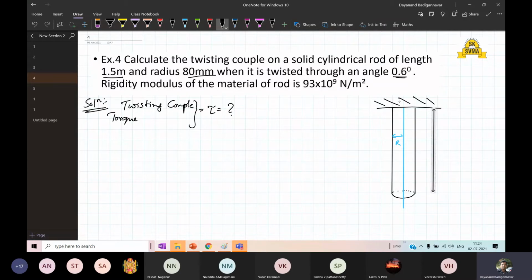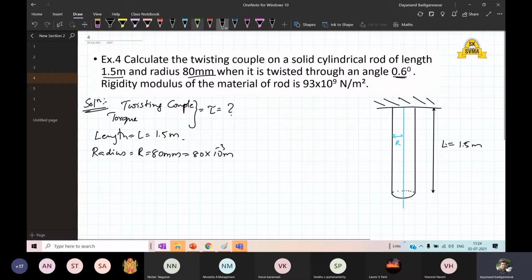How much is the length now? Length of the wire is 1.5 meters. So first you write the length, 1.5 meter. Radius of the wire r is equal to 80 mm. Mm means millimeter. You have to convert this first into the standard unit and write it.